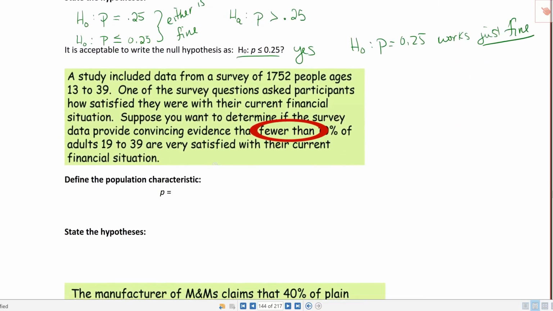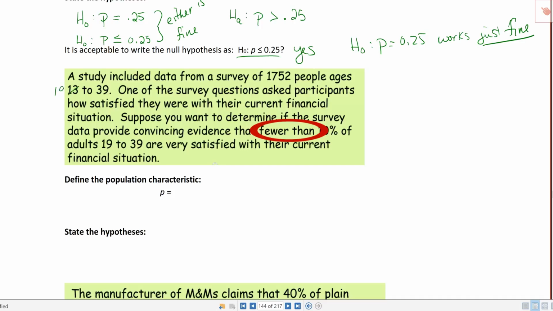So how about this? A study included data from a survey of 1,752 people ages 13 to 39. The survey question asked participants how satisfied they were with their current financial situation. Suppose you want to determine if the survey data provide convincing evidence that fewer than 10% of adults 19 to 39 are satisfied with their current financial situation.